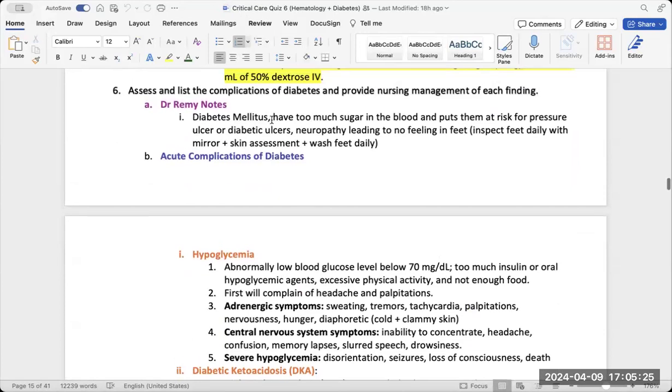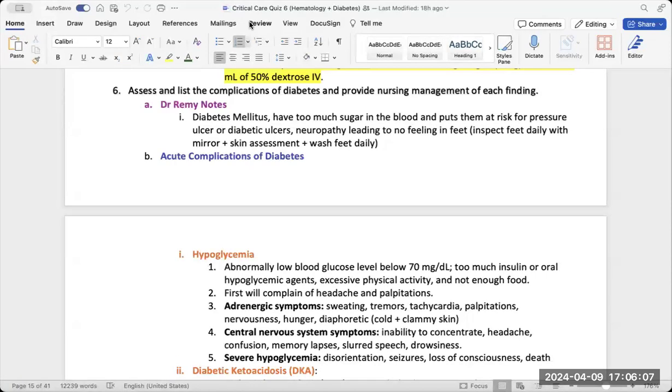Okay. The next question is to assess and list the complications of diabetes and provide nursing management for each. So Dr. Remy mentioned that with diabetes mellitus, they have too much sugar in the blood, and that puts them at risk for pressure ulcers, or what we call diabetic ulcers. They also have neuropathy leading to no feeling in the feet. So we want to inspect their feet daily with a mirror, do skin assessments, and wash their feet daily. Remember, we talked about the complications, right? Delayed wound healing, neuropathy, retinopathy, nephropathy. Those are the complications of diabetes mellitus, regardless of type 1 or type 2.